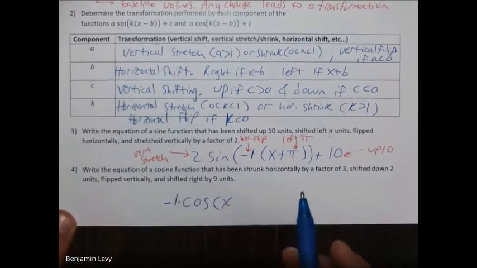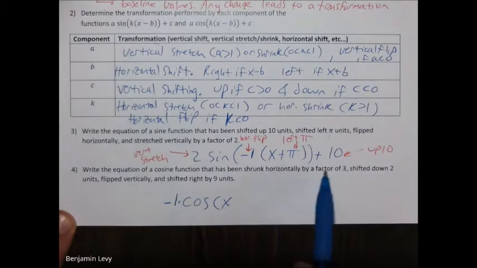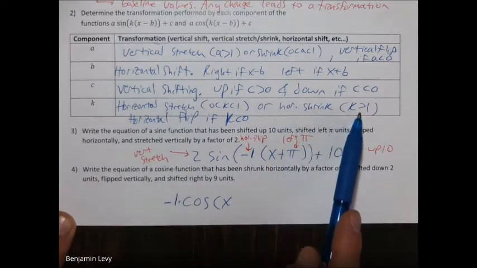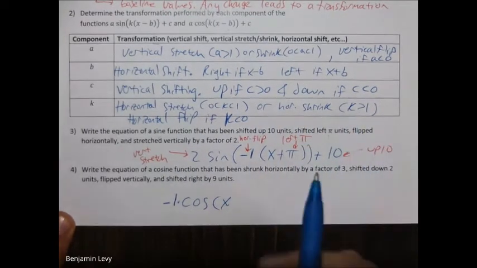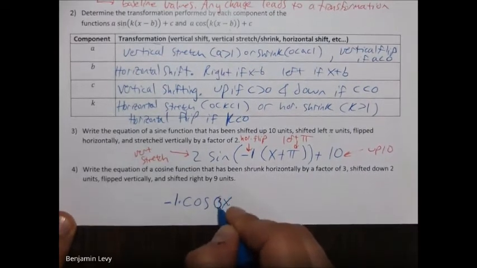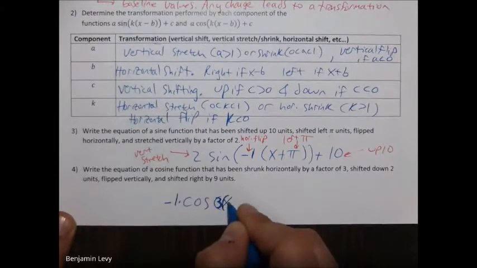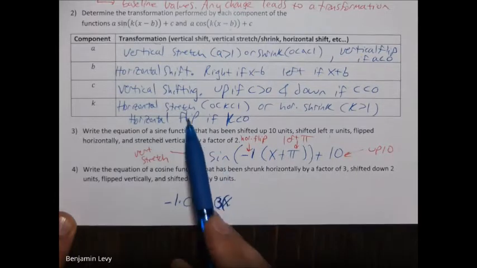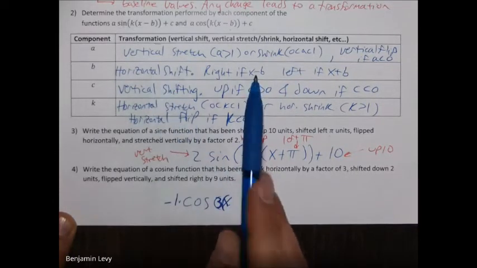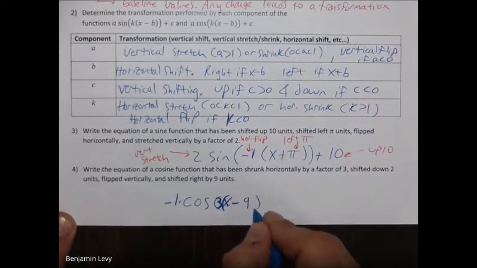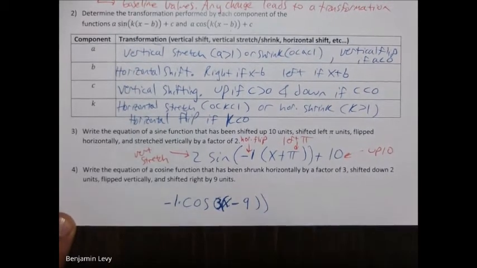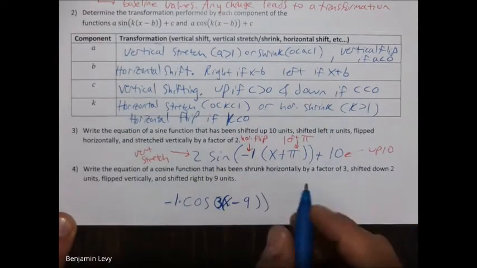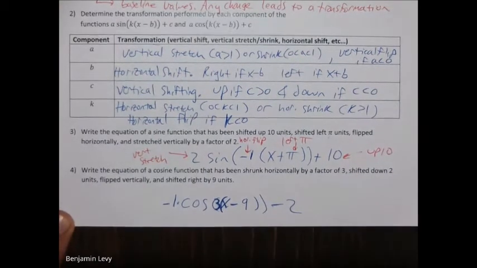We are going to do a horizontal shrink by a factor of 3. And so that's going to be the k, and it's going to be a shrink when it's bigger than 1. So if we want to shrink by a factor of 3, we're going to have a 3 out in front here, multiplying. If we want to go right 9, that's going to be the horizontal shifting, right if it's a negative. So we'll have x minus 9. And then if we want to go down 2, that's going to be the c value being negative. All right, so we've got the vertical flip.